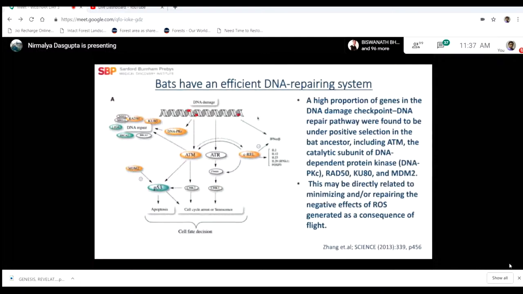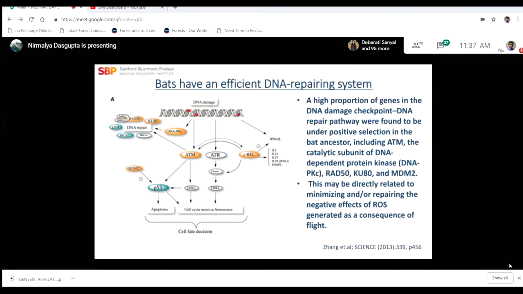Before discussing that, I can tell you that to reduce ROS-induced DNA damage, bats have a very efficient DNA repairing system. You can see all the orange molecules, they are under positive selection in the bat ancestors. And this may be directly related to minimizing or repairing the negative effect of ROS generated as a consequence of flight. So I told you that bats can fly. That's the main theme of this topic.